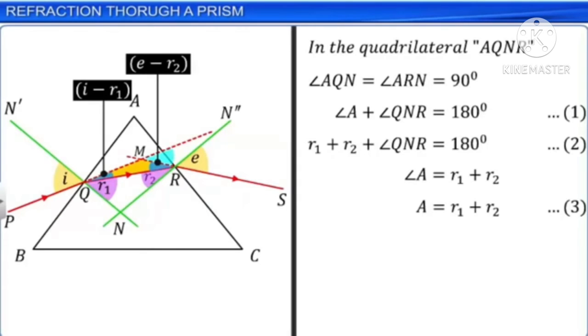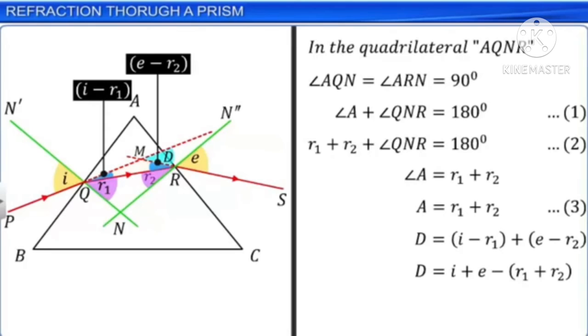Since the angle of refraction depends on the wavelength and refractive index of the prism, we can say that the angle of deviation D depends on the refractive index of the prism, wavelength of the incident light ray, refracting angle of the prism, and the angle of incidence.